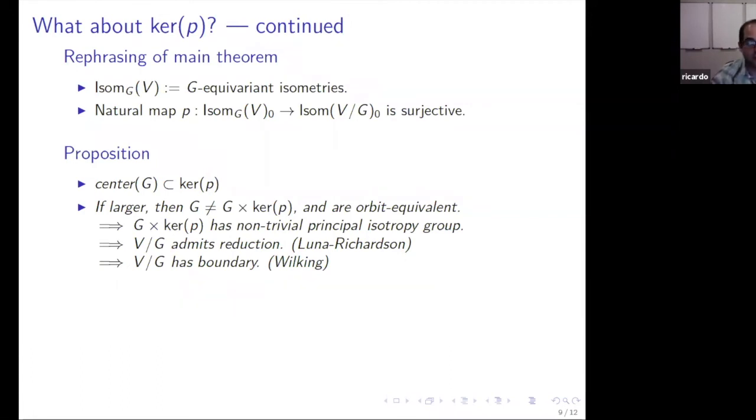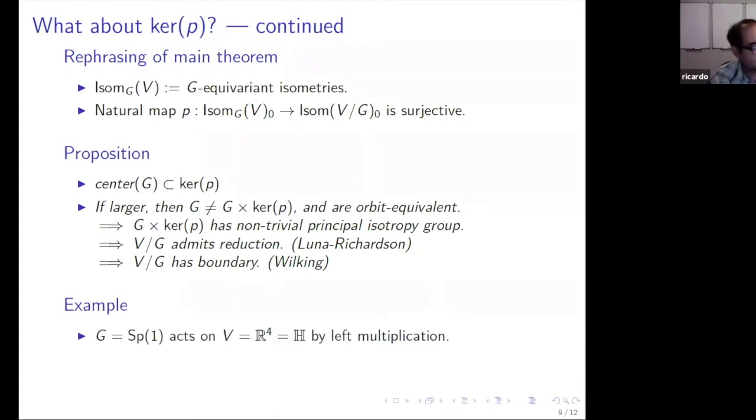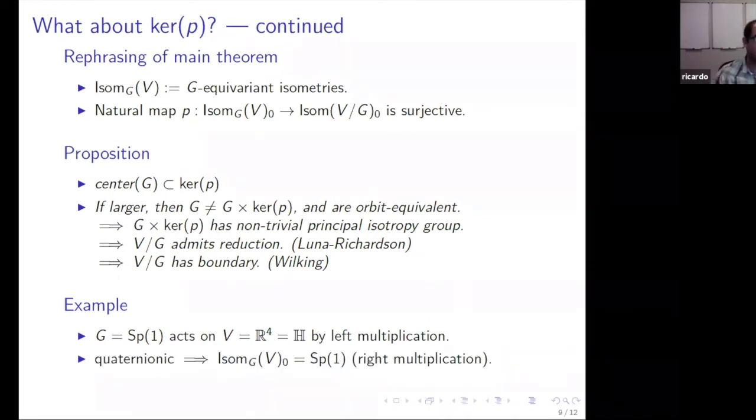So let me give you probably the simplest possible example of this case, which is the following. Let's look at the group Sp(1) acting on R4, okay? R4 I'm identifying here with the quaternions, and this is acting by left multiplication. So this is an irreducible representation of quaternionic type. So if you go back to our slide about Schur's lemma, it tells us that the G-equivariant isometries is just Sp(1). But the Sp(1) we are talking about here is the Sp(1) that acts on the right, by right multiplication.